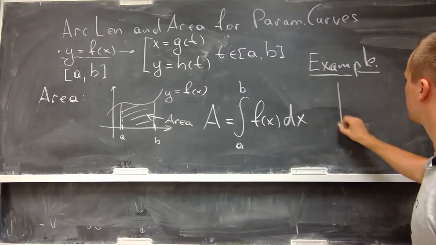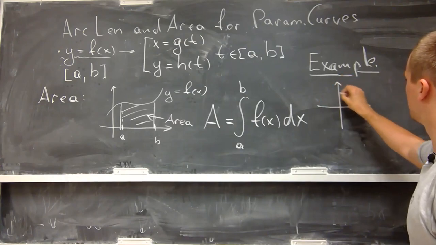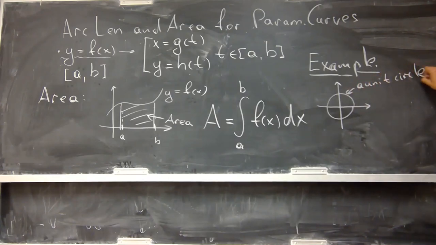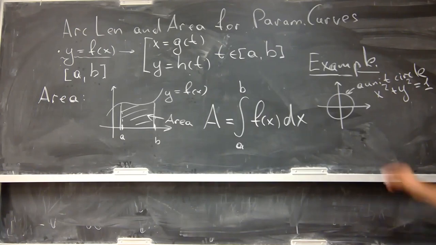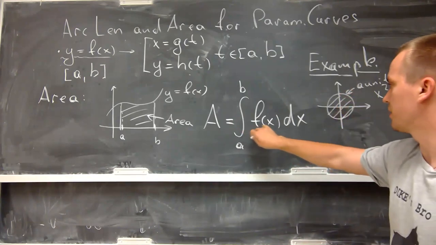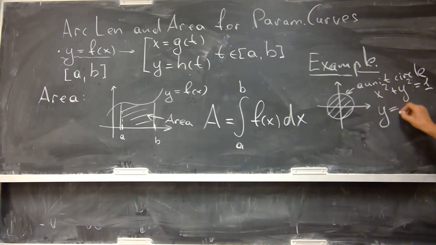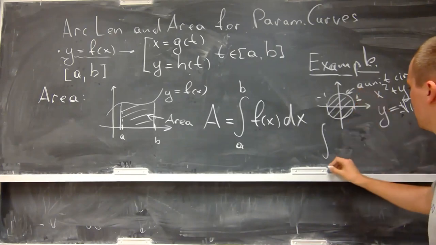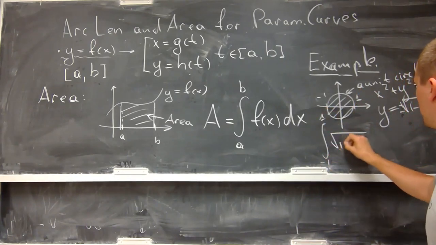If we consider the closed curve, which is a unit circle, this is a unit circle, described by the equation x squared plus y squared equals 1. Then for this unit circle, if I want to find the area by using this formula, what do I need to do? I need to first solve it in terms of y, so we have y equals plus or minus the square root of 1 minus x squared. When I plug in either plus or minus, my unit circle goes from negative 1 to 1, so I will have the integral from negative 1 to 1 of the square root of 1 minus x squared dx.